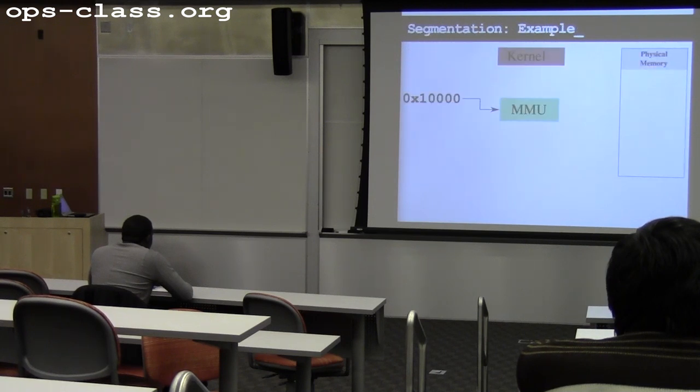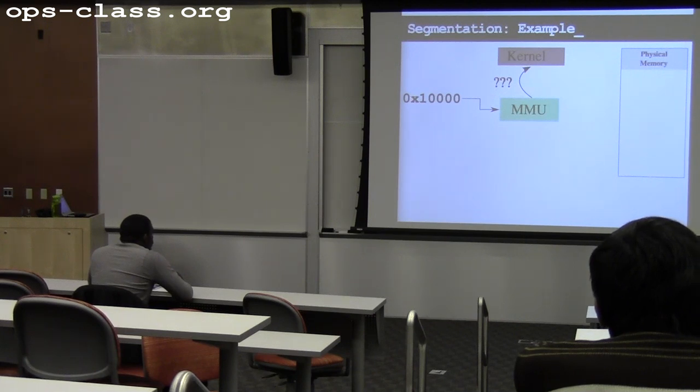So beginning of time, MMU has no state, knows nothing, right? Sees a process using virtual address 10,000. What happens next, Andrew? Yeah, it's going to produce an exception, right? It's going to tell the kernel, hey, the process tried to translate this address. I don't know what it is, right? So let's say this is a valid address. What does the kernel have to tell the MMU? Paul?